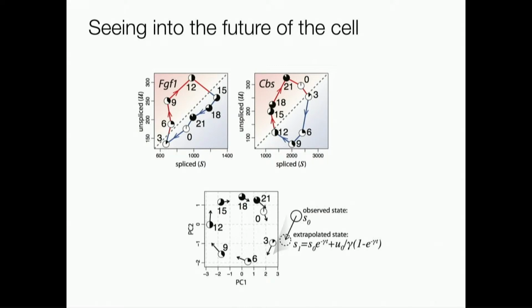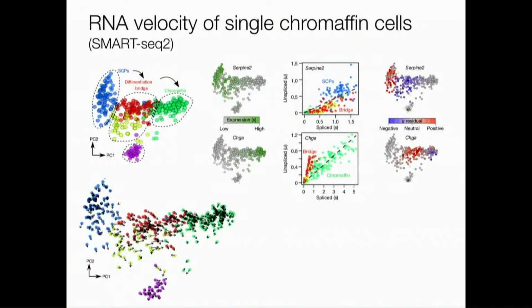RNA velocity is the time derivative of gene expression, and it's an arrow that points to the future state of the cell in high-dimensional expression space. So now we're applying this to single cells.